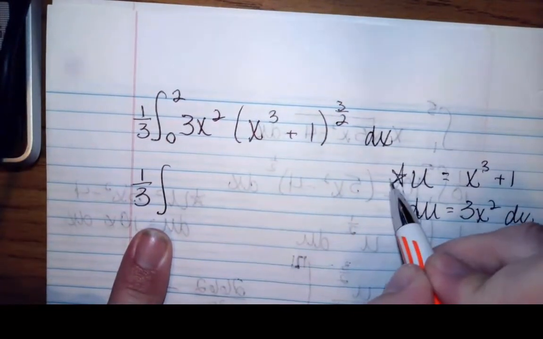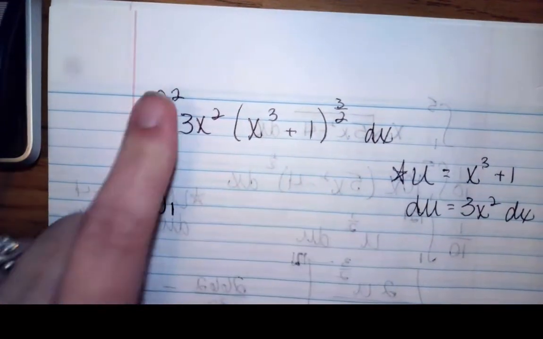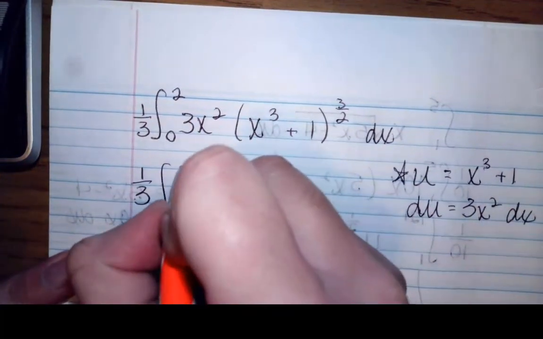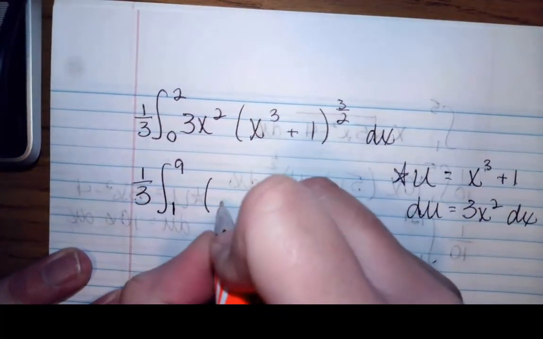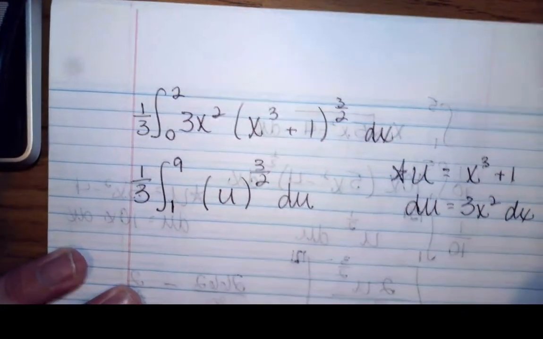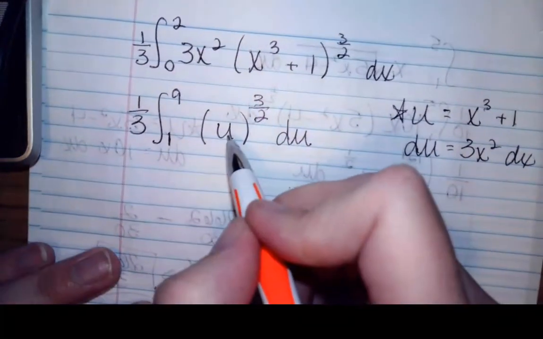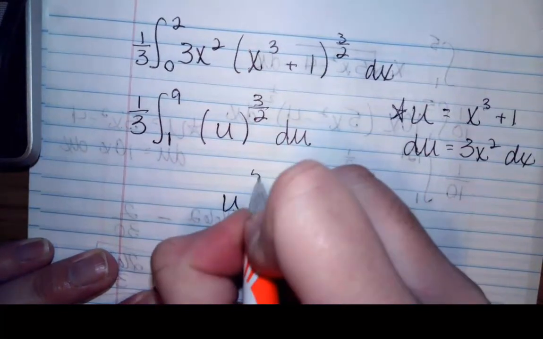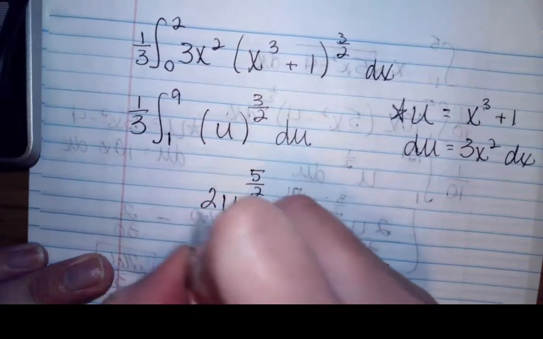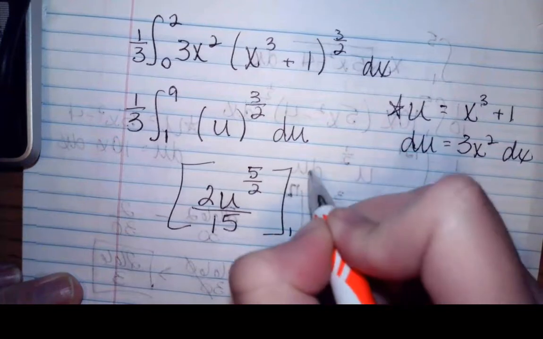Go to this equation and sub in a 0. So 0 cubed plus 1 is 1. 2 cubed plus 1 is going to be 8 plus 1 is 9. And then I have u, I don't know why I just put parentheses there, to the 3/2 du. Okay? I'm going to get really mad at this exact same problem. Anyway, all right. So when I integrate, u to the 3/2 becomes u to the 5/2, divided by 5/2 becomes times 2/5. So 5 times 3 gives me 15. And I'm going to evaluate that from 1 to 9.